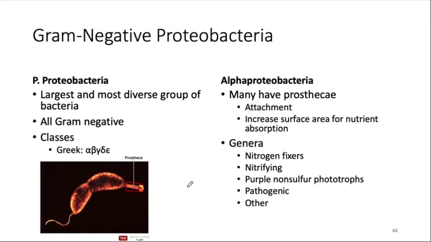In this class, you have these genera. You have organisms that are able to fix nitrogen, so nitrogen fixers. You have nitrifying bacteria as well, though they are all part of the nitrogen cycle. You have the purple non-sulfur phototrophs. And then you have some pathogenic forms, and then there are other groups of bacteria under this group as well.